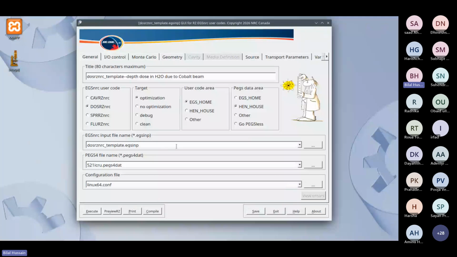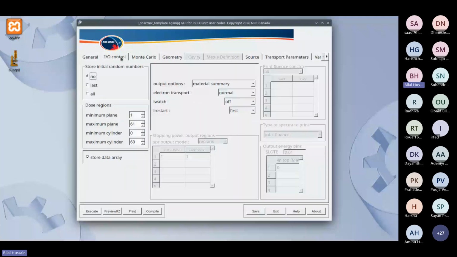For today's lecture, I have taken the default example, which is already available, the NRC template EGS input. We can create our own, but I think that will be beyond the scope of today's lecture. I'm going to tell you how to run this program. The first is general. The second is input output control. Nothing much to touch here.